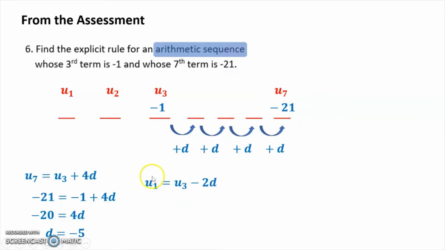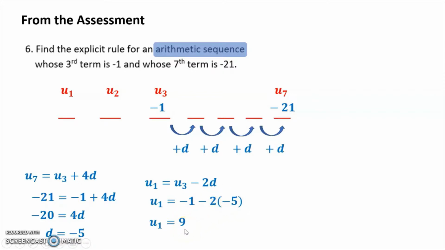Okay, so to get to u1, over here, we begin at u3, and we go back 2 jumps. So instead of doing plus 2d, I put minus 2d, because we're doing 2 negative jumps right backwards, 2 values of d. And u1 then, you begin with u3, which is negative 1, and then minus 2 jumps of d, which we just found to be negative 5.